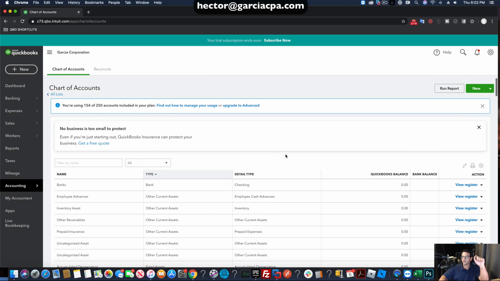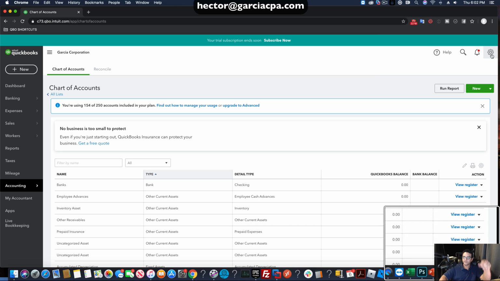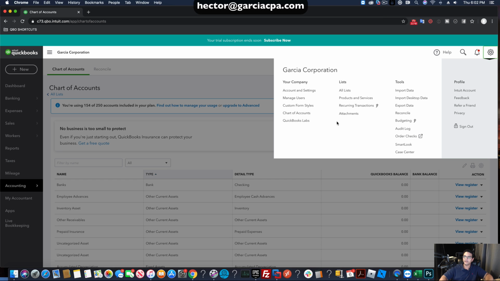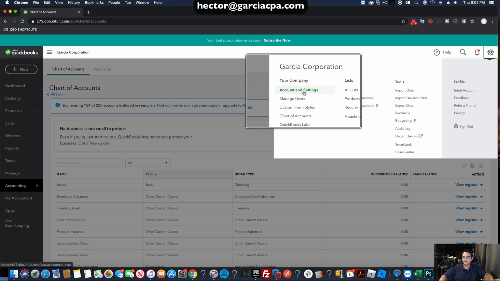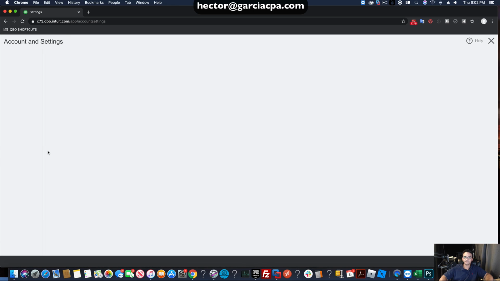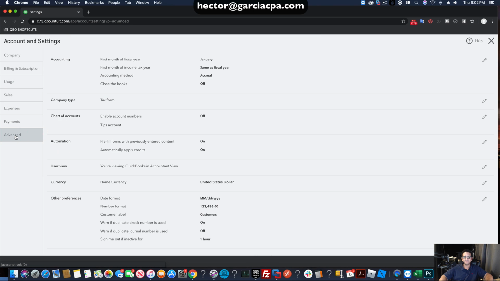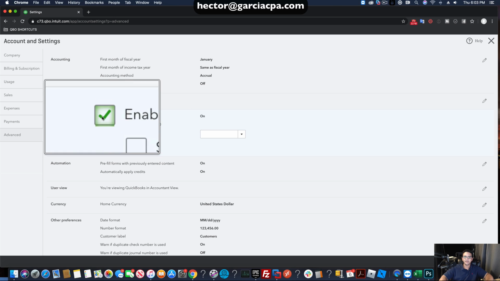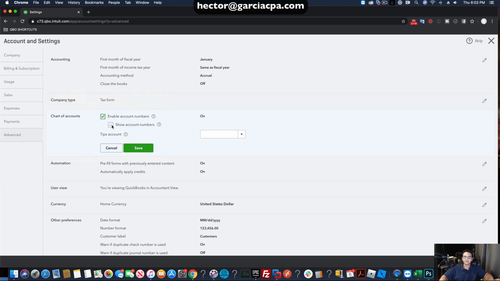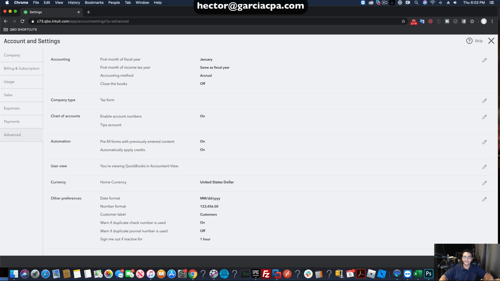Now, by default, QuickBooks Online doesn't turn on account numbers, so you have to turn that on. So I'm going to click on the gear menu and then go into where it says Account and Settings. And then go down to Advanced on the left-hand side. Go to where it says Chart of Accounts, Enable Account Numbers. Click on that, click on the checkbox, and then click on Show Account Numbers, and then click on Save.